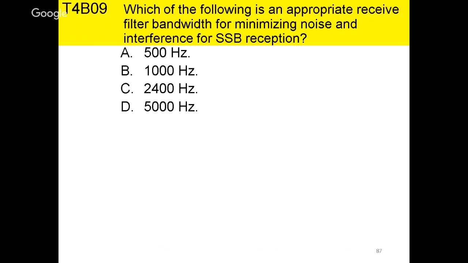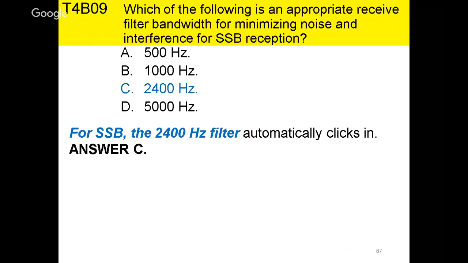So which of the following is an appropriate receive filter bandwidth for minimizing noise and interference for single sideband? Now, if your sideband is 3 kilohertz wide, you want something that's about 2.4 kilohertz or 2400 hertz. It's a good filter to have for sideband. That filter will help reject adjacent channel or adjacent frequency interference by narrowing down the receiver so that you're only receiving the person you want to receive.